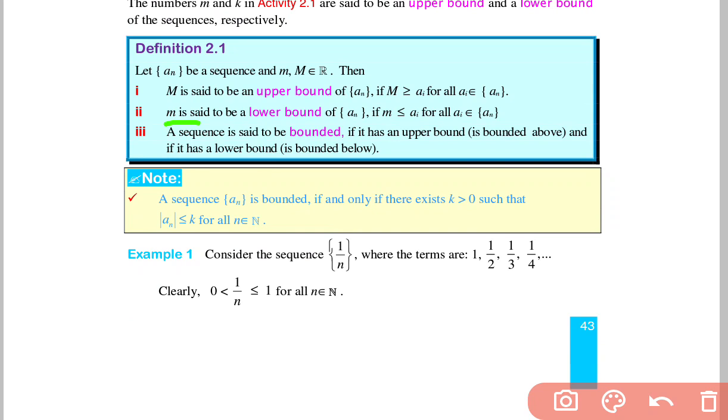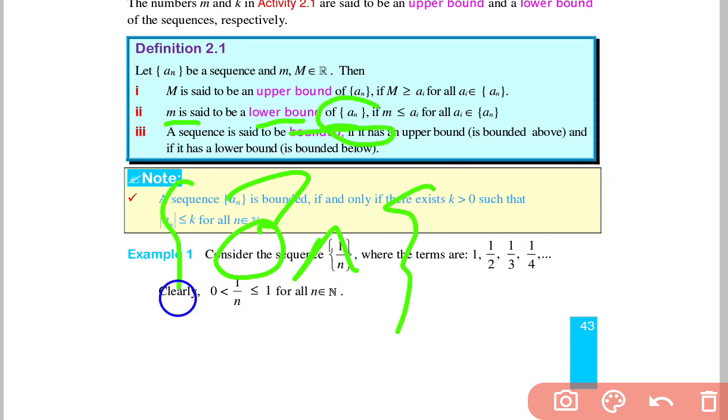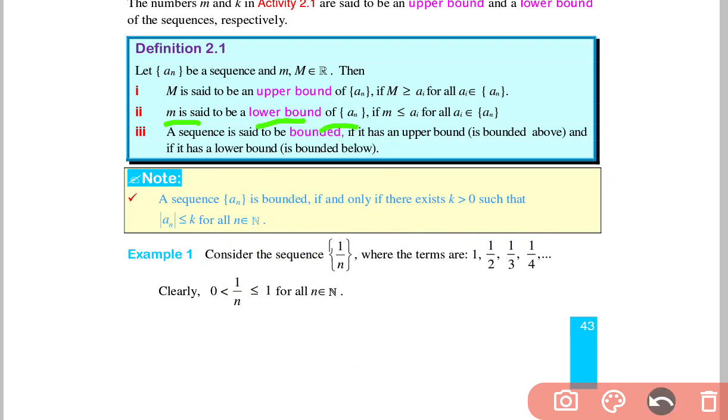Small m is said to be lower bound of A sub n. The sequence A sub n is the sequence, representing the sequence, if small m is less than or equal to A sub I.